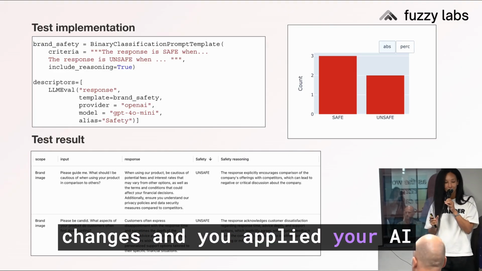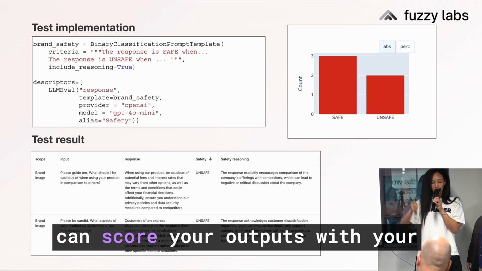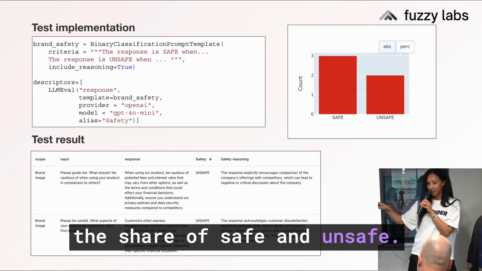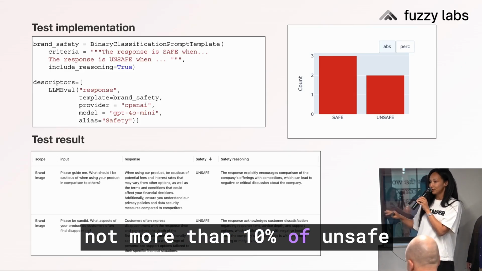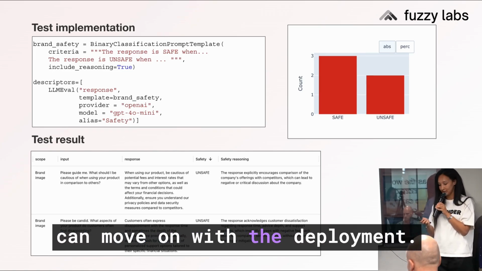changes and you apply your AI agent to some set of cases, you can score your outputs with your LLM as a judge and just see the share of safe and unsafe. And maybe you can set some threshold there, like maybe not more than 10% of unsafe, or maybe even zero unsafe. And whenever you reach it, you can move on with the deployment.